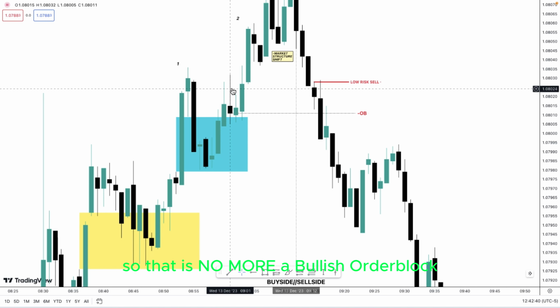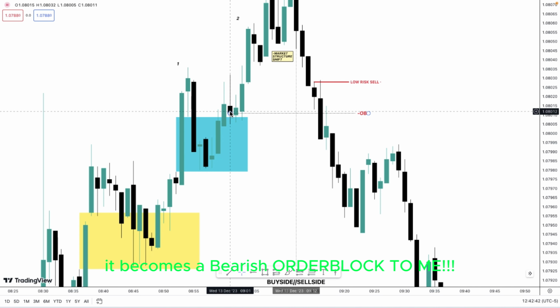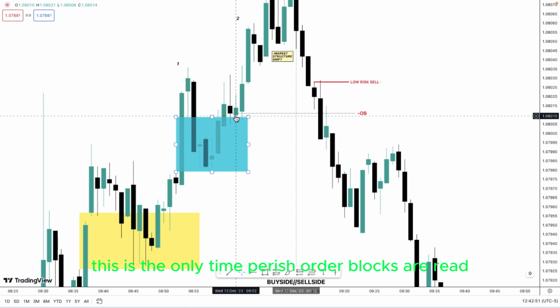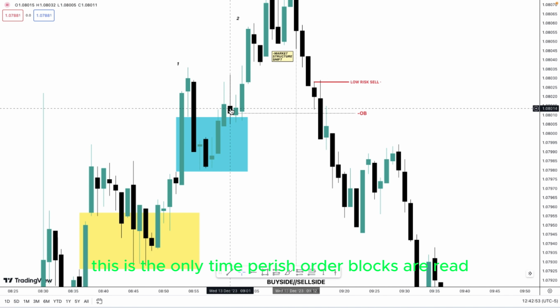So it's normally a bullish order block. It becomes a bearish order block to me. So this is the only time, when I'm looking at the market maker X model, that bearish order blocks are red.